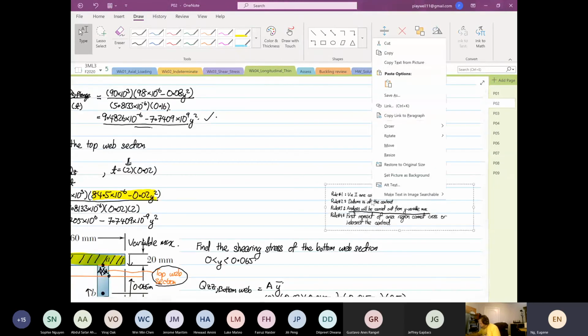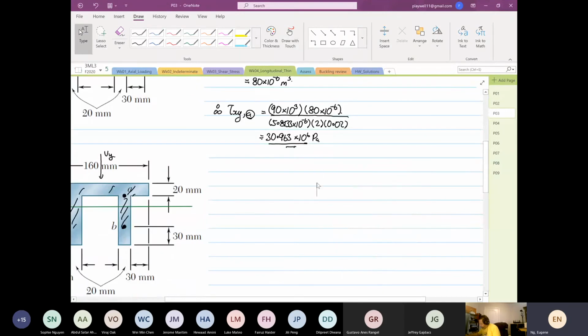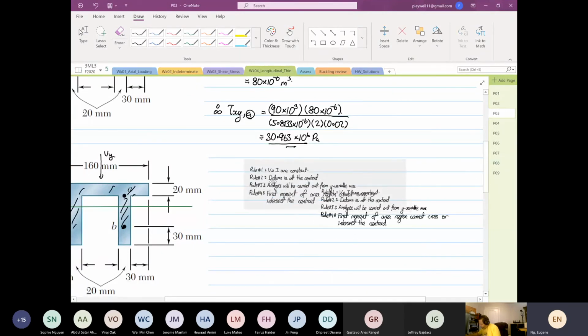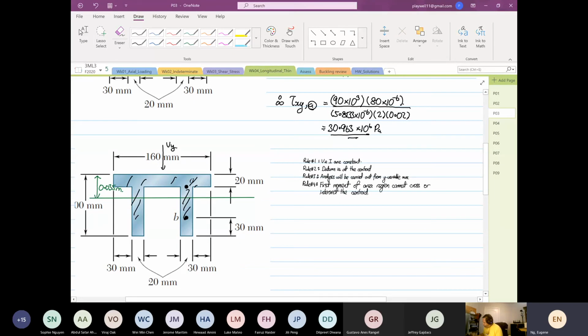If you go back to here, I know these rules are very communist, okay? You break them, you go to jail. I know that, or you don't get marks, right? So you can see rule number 4: the first moment of area cannot cross or intersect the centroid. If you take where I've just shaded that region, the answer will be what? Wrong, okay?